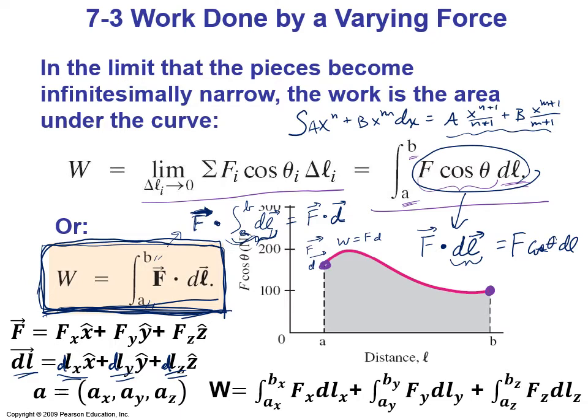And let's say that you have your force F, you could write it out in terms of its 3 components. You can take your displacement element and write it out in terms of its 3 components. And you can take your positions, A and B, and write them out in terms of their 3 coordinates. So say you're starting out at point A, which has coordinates ax, ay, az. Then you could write it out this way. Work is the integral from ax to bx of the x components, plus ay to by for the y components, plus az to bz for the z components here.